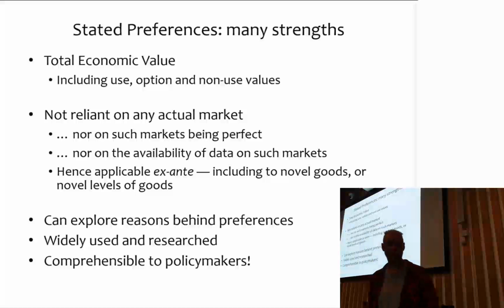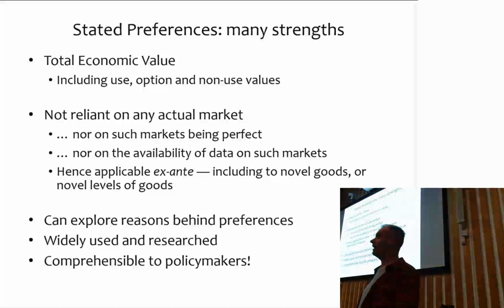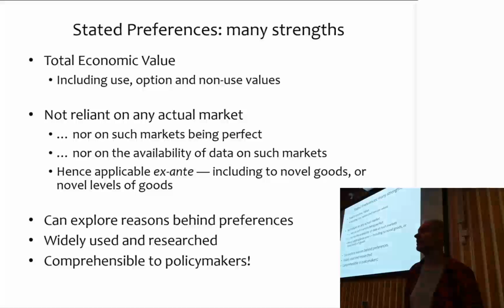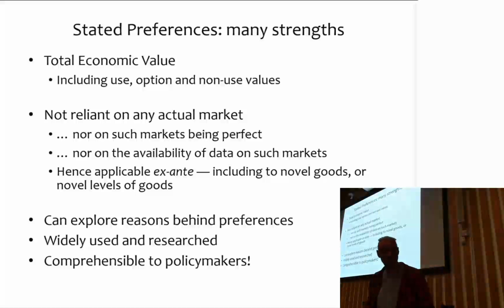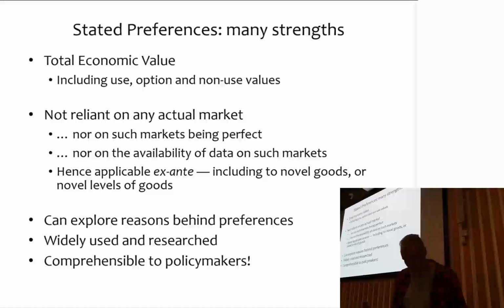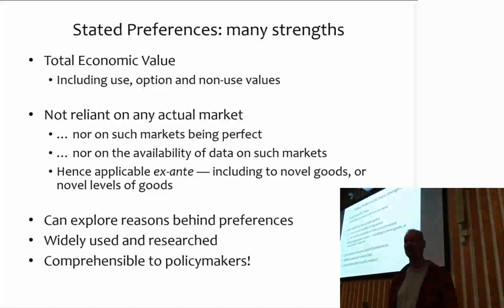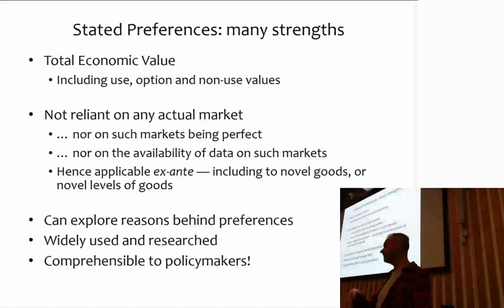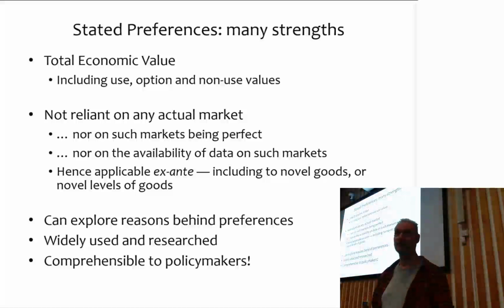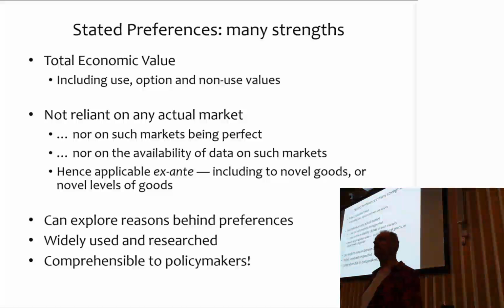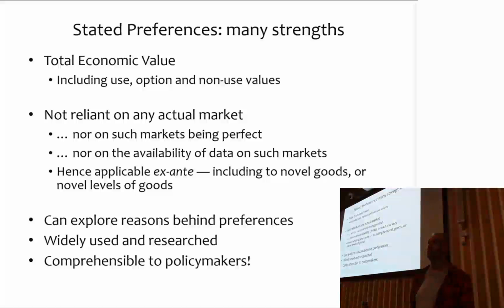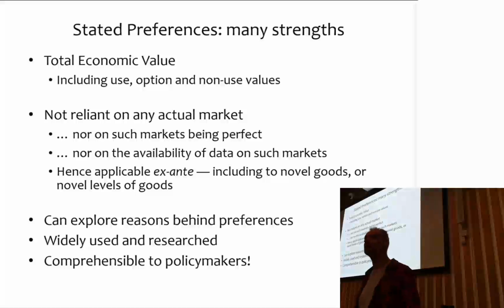Another advantage of stated preference methods is that you're not relying on a market, and therefore you're not relying on assumptions about how that market works. You do not need to assume that markets are perfect, that people are rational and fully informed, nor do you need to rely on authorities giving you access to administrative data. You don't need to rely on hotels sharing their records of where people are from. You don't need to rely on real estate agents sharing their data, because you are collecting your own data, and that means that you can collect the data that you need.